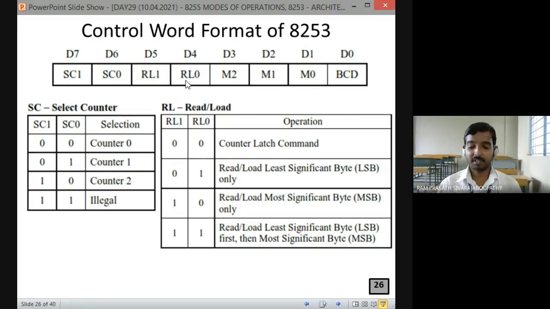Fine? Okay. Coming to the modes of operation, M2, M1, M0. Why am I having 3 bits? Mode selection. Using 2 bits, how many modes can I configure? With 2 bits, how many combinations can we form? Only 4 combinations. Correct? Here we have 6 modes of operation. That's why we have 3 bits.